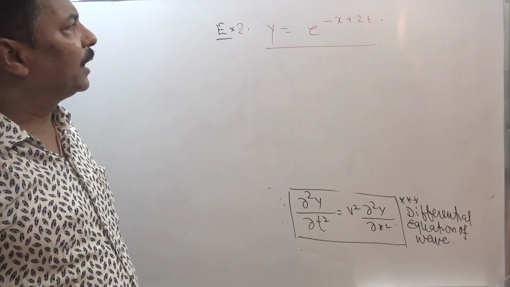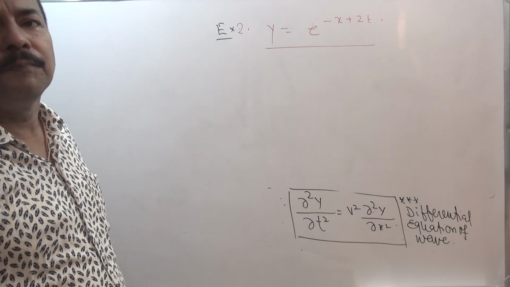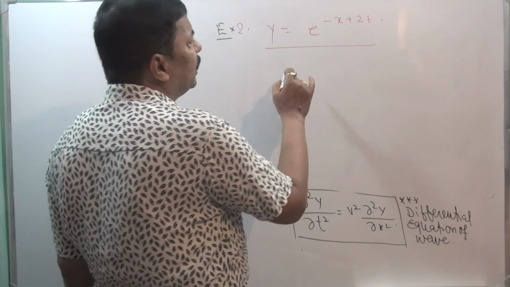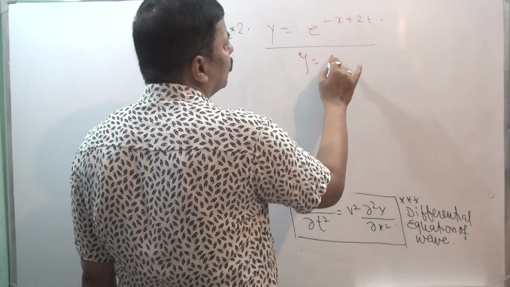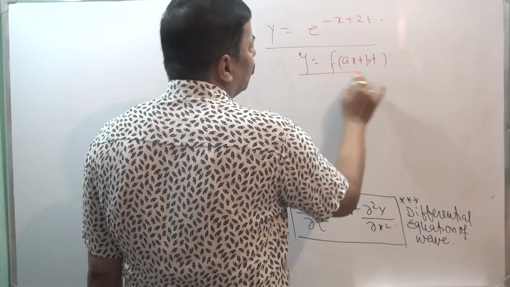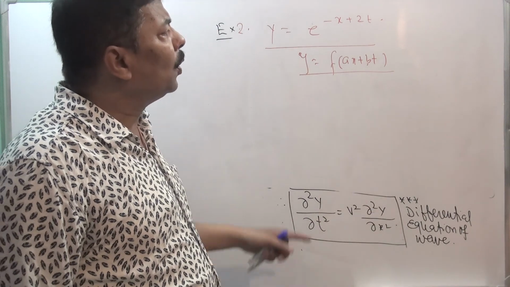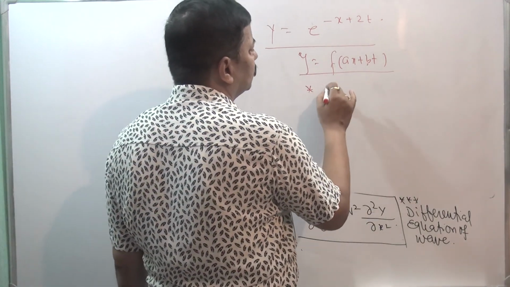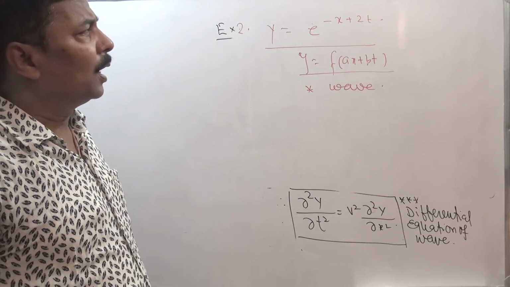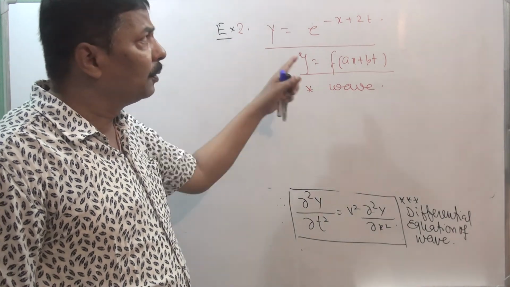Second example we are taking, y is equal to e to the power minus x plus 2t. Does it represent wave? Now the solution is of type y is equal to f of ax plus bt. So it will certainly satisfy this equation, and so this represents wave. You can do this thing also. I will show you, by doing this also you will get the wave.